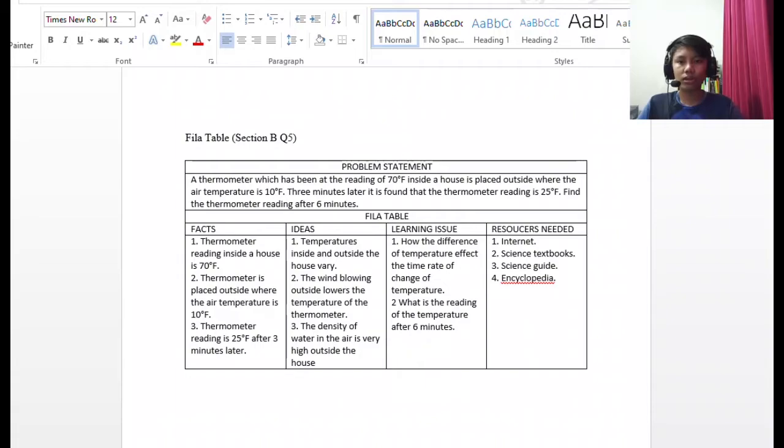So we go to the next category, which is learning issue. The first one is how the difference of temperature affects the time rate of change of temperature. And the second one is what is the reading of the temperature after 6 minutes. And the resources needed: the first one, internet. The second one, science textbook, and the third one, science guide. And the fourth one is encyclopedia.